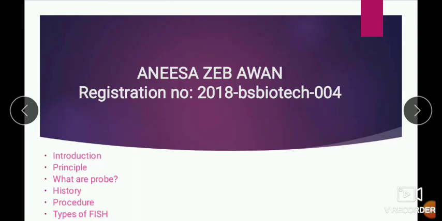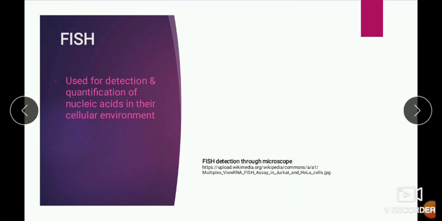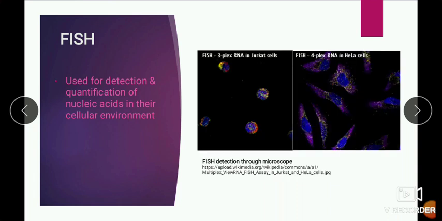History, procedure, and types of fish. So if we look at the FISH technology, or fluorescence in situ hybridization, it is used for detection and quantification of nucleic acids in their cellular environment. This technique has a lot of applications in diagnostics, as it can detect diseased cells that contain abnormal chromosomal arrangements.